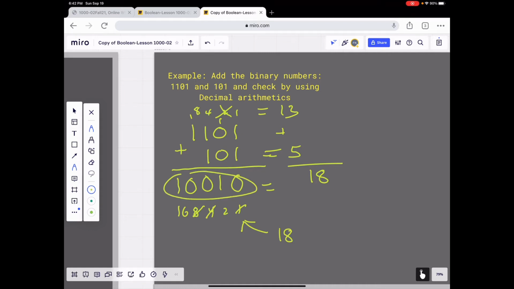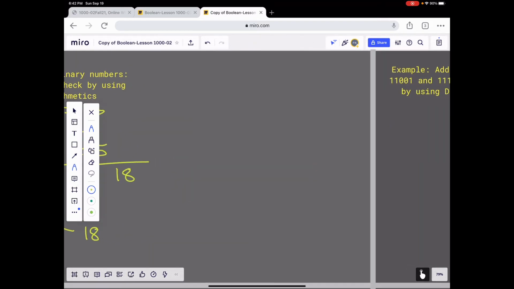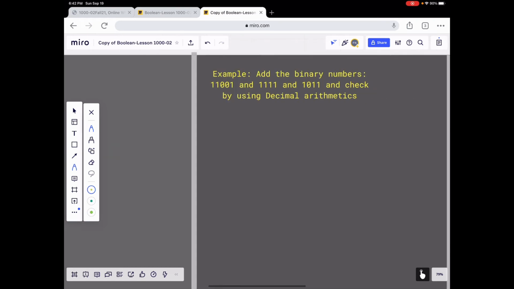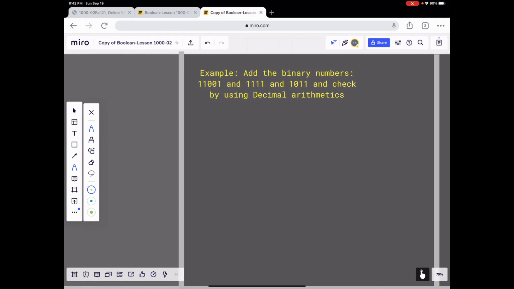All right, so it's always good to verify. Sometimes you might line them incorrectly, so it's good to verify by using the decimal addition. Okay, so that one is the addition of decimal and addition of binary. All right, so do another example like that. You add 3 numbers together and check by using the decimal arithmetics.